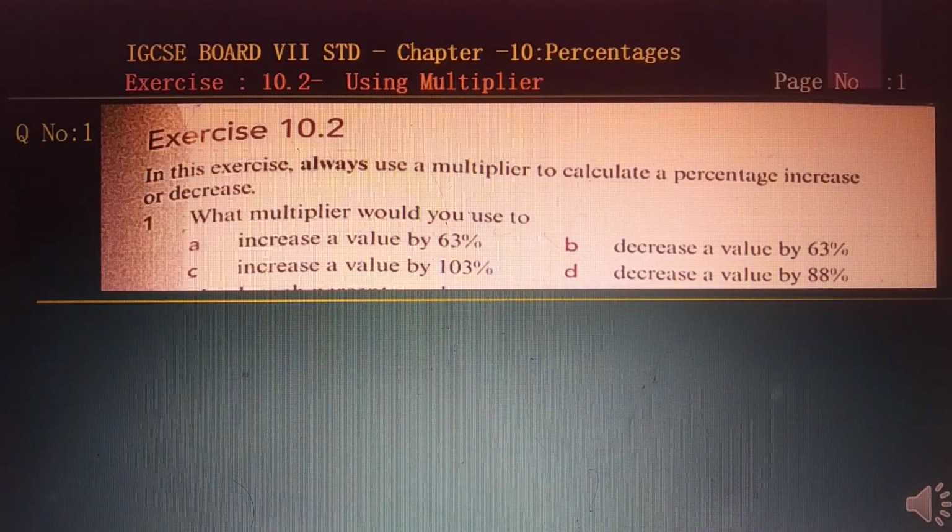In question number 1, we have taken Exercise 10.2. In this exercise, always use a multiplier to calculate percentage increases or decreases. Question 1: What multiplier would you use to A, increase a value by 63%, B, decrease a value by 63%, C, increase a value by 103%, D, decrease a value by 88%.